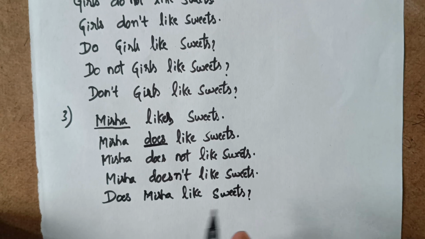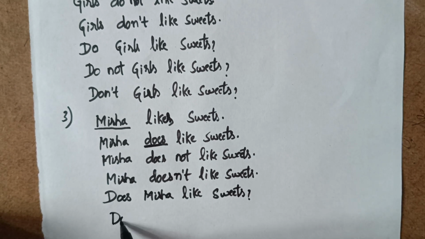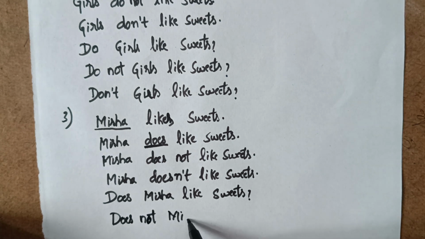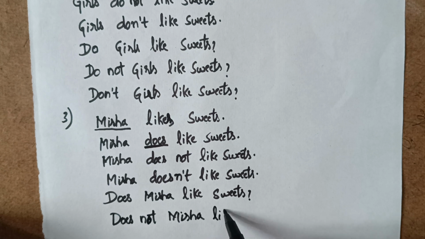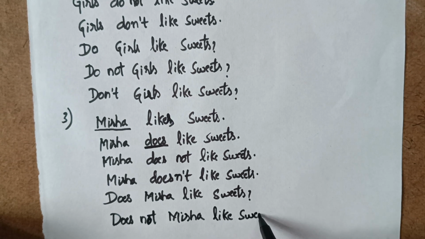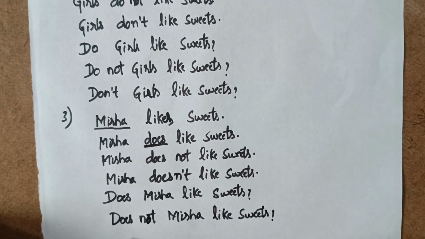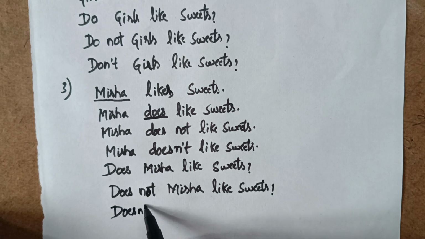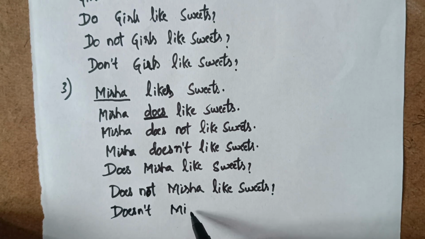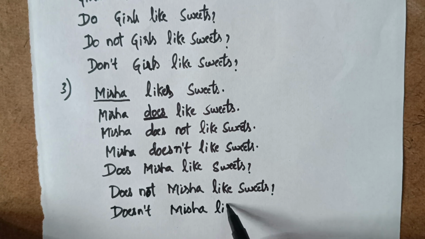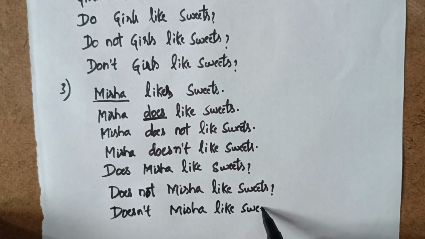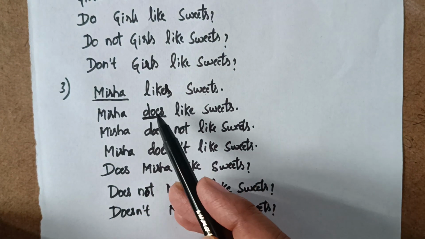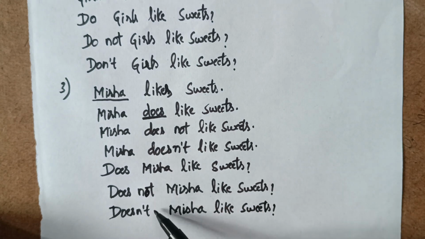Try to convert into negative: does not Misha like sweets? Now try to convert into short format: doesn't Misha like sweets? Now see, by making use of one statement, we are constructing six extra statements.